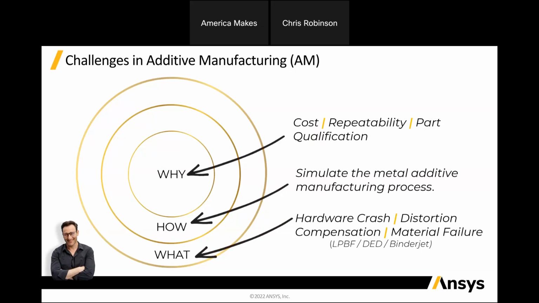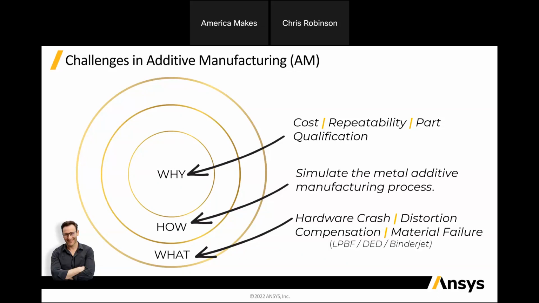There are many things that we do simulate. Some of the key ones are hardware crash. If you're using laser powder bed fusion, you have a recoater blade that could easily hit your part if you start to get Z direction deformation. Distortion compensation, we'll talk about in more detail later in the presentation, but oftentimes your parts don't come out exactly as you had designed them. And so we can predict what's going to happen and compensate for that distortion before you ever start to melt any powder, or before you start to bind material together if you're doing binder jet.